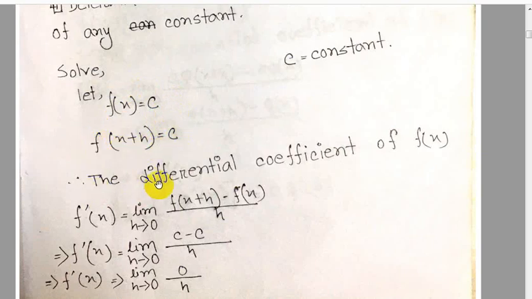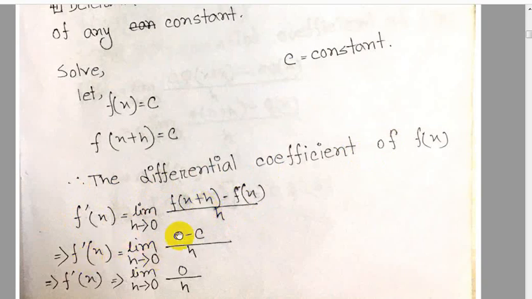Okay, so now we can determine the differential coefficient of f of x, which is termed as f prime x. As you remember, initially we said that the differential coefficient is the first derivative of any function, and we can also express the first derivative using f prime. Okay, so f prime x means the first derivative of the function f of x, which implies the differential coefficient of f of x. So f prime x can be defined as the limit as h tends to 0 of f of x plus h minus f of x, divided by h.